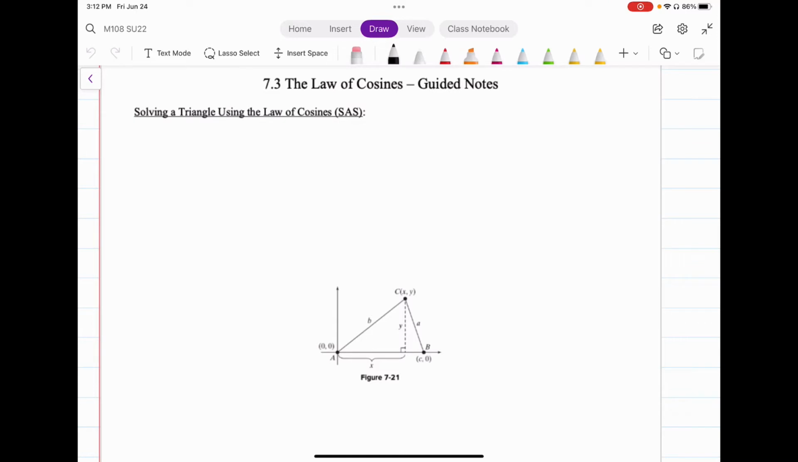When we were using the law of sines, we could solve triangles when we had angle, side, angle, angle, or side, side, angle. So if we had two angles and a side, or two sides and one angle that was opposite, we used the law of sines. We had two other cases where we want to use the law of cosines. This is when three sides are known, or two sides and the angle between them are known. So here are the cases we will use the law of cosines.